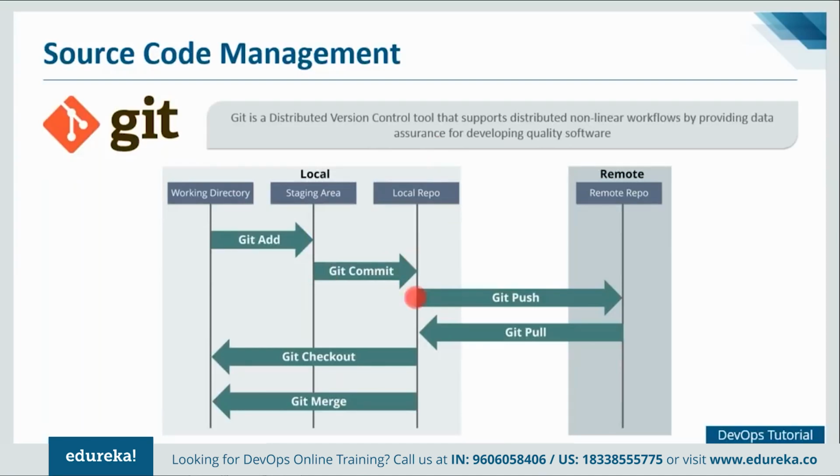Once that is done, I can perform git push to push the changes that I made in my local repository to the remote repository. And in order to pull the changes which are there in the remote repository to the local repository, you can perform git pull, and finally git checkout, that will be added to your working directory as well. And git merge is also a pretty similar command.